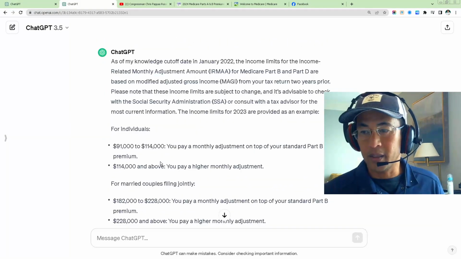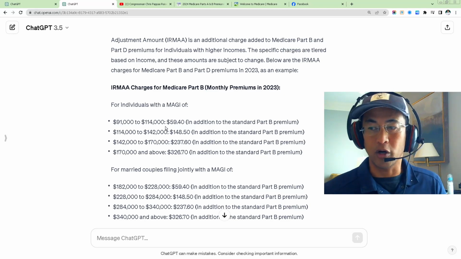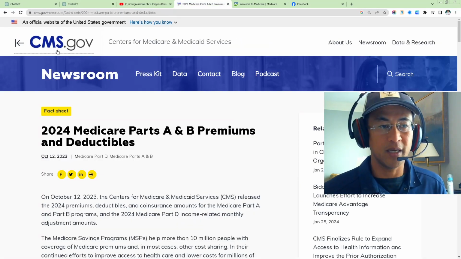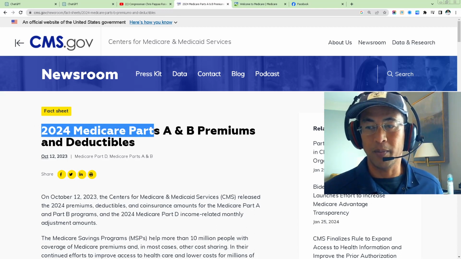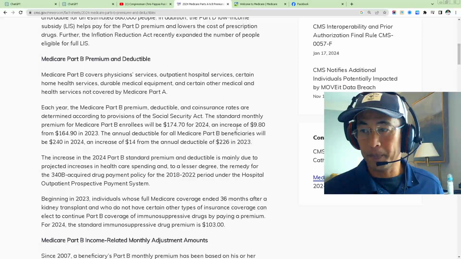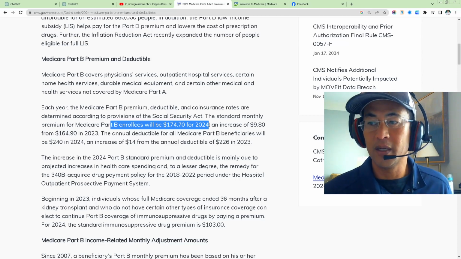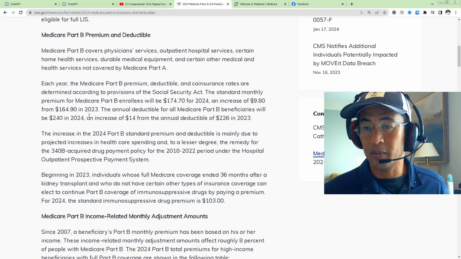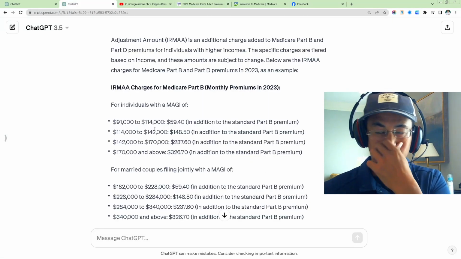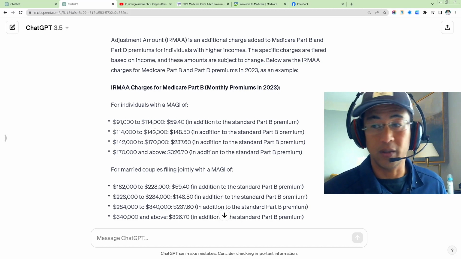And then I asked what are the income limits, and I get to the cost of the extra charge. So for 2024, this gave me the 2023. If you need to know the 2024, you can quickly go to cms.gov and just type in 2024 Medicare Part A and B premiums and deductibles, and you can clearly see that the Medicare Part B standard premium in 2024 is $174.70, and the Medicare Part B deductible also went up to $240 from $226. The reason it's showing 2023 is obviously it's the beginning of the year, January 2024, so it has not completely updated to 2024 information just yet.